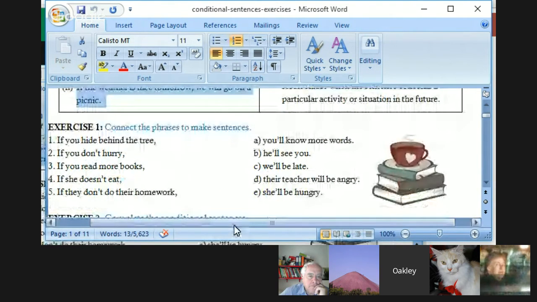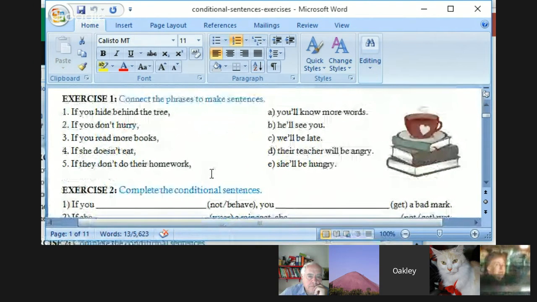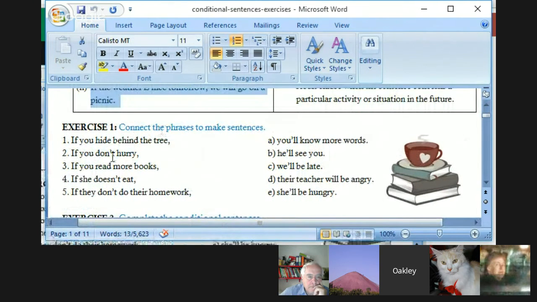Let's see. All right. Well, that one's kind of easy. Well, all right, we need to warm up maybe. We can do a couple. Okay, so Don, a little mix and match. Connect the phrases to make a sentence. Okay, starting with number 1 here.